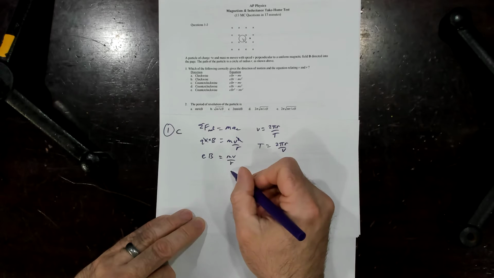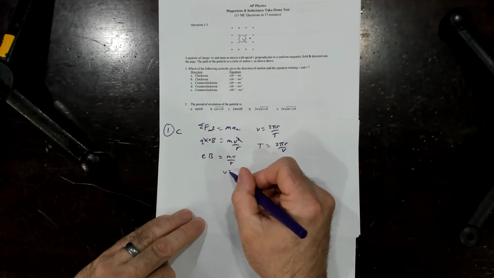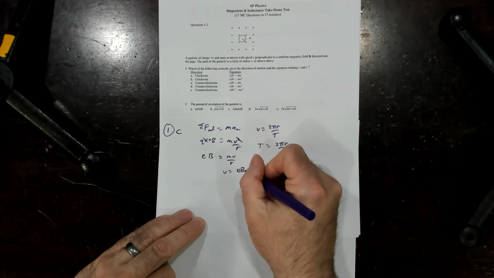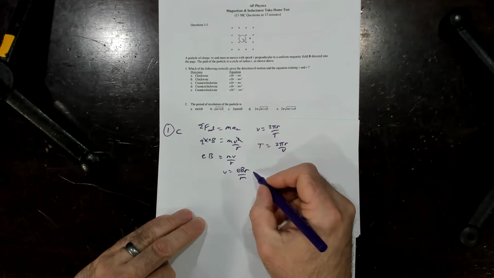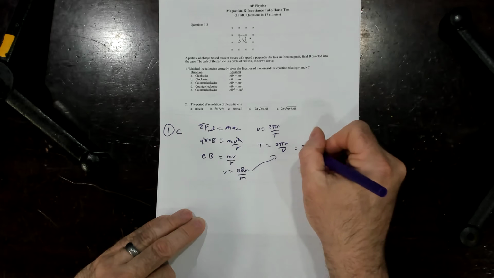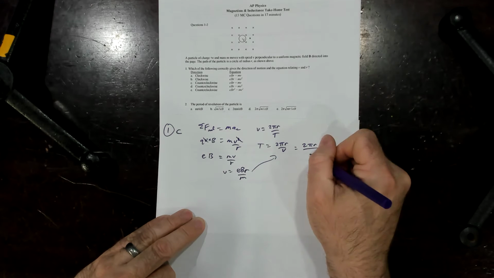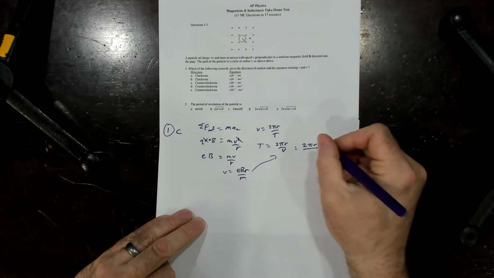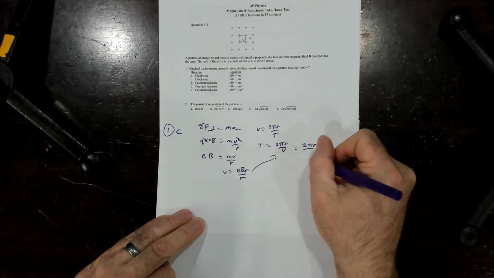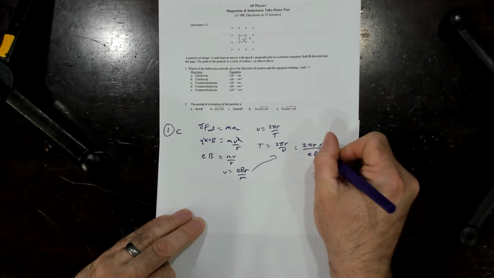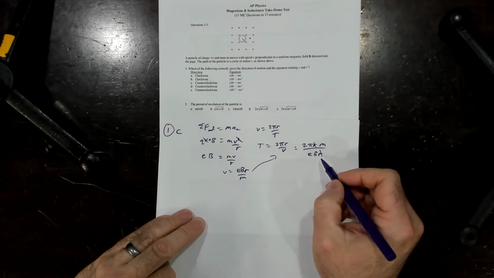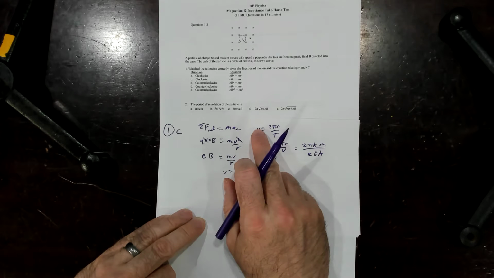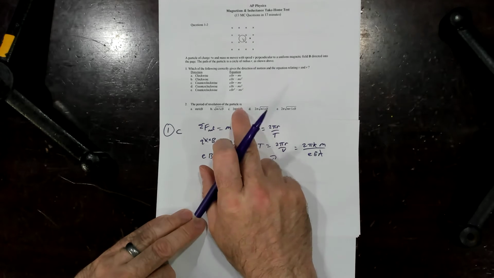And v, if I rearrange the earlier equation, would be eBr over m. That goes in there for v. So I'll have 2 pi r over eBr over m, so I multiply by the reciprocal, m over eBr. The r would drop. I get 2 pi m over eB, right? 2 pi m over eB. Okay, that's choice C.